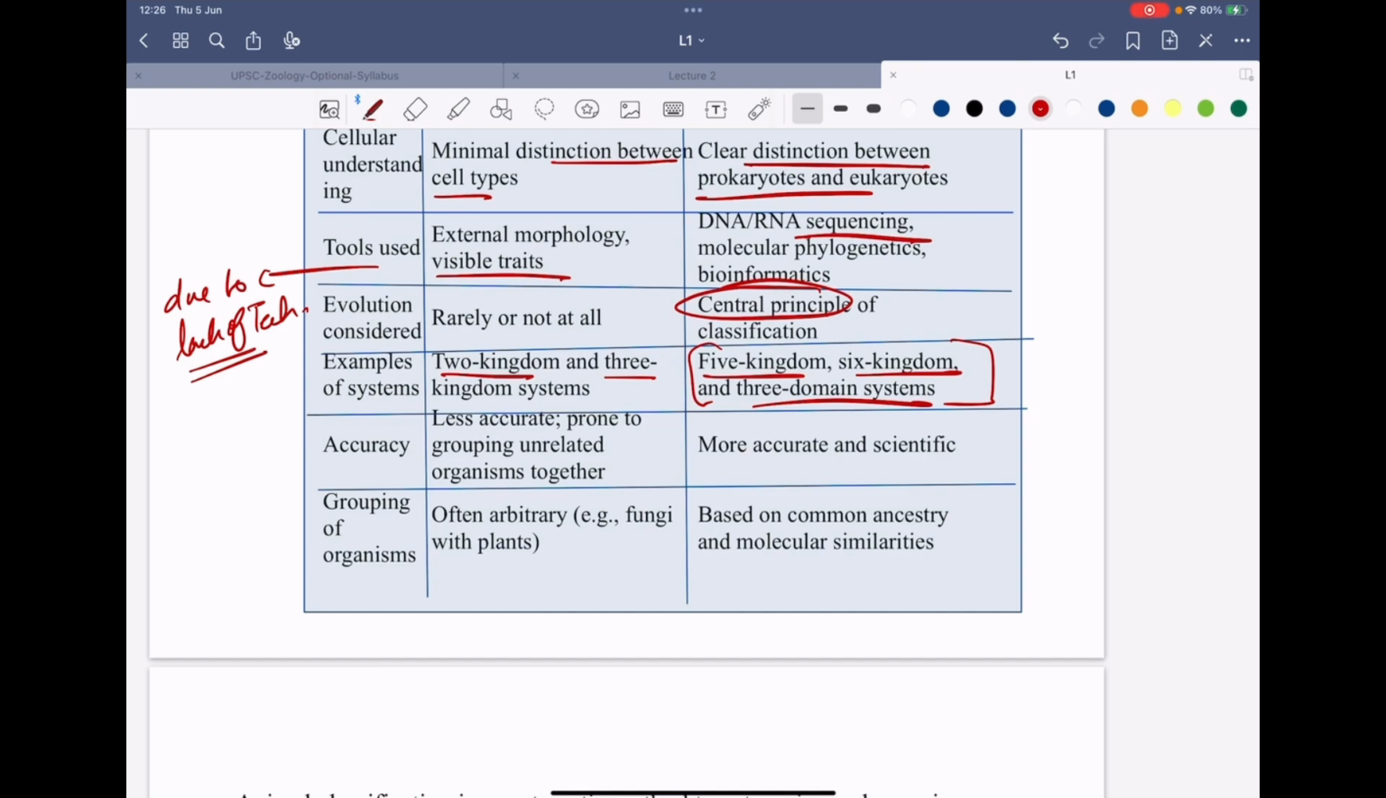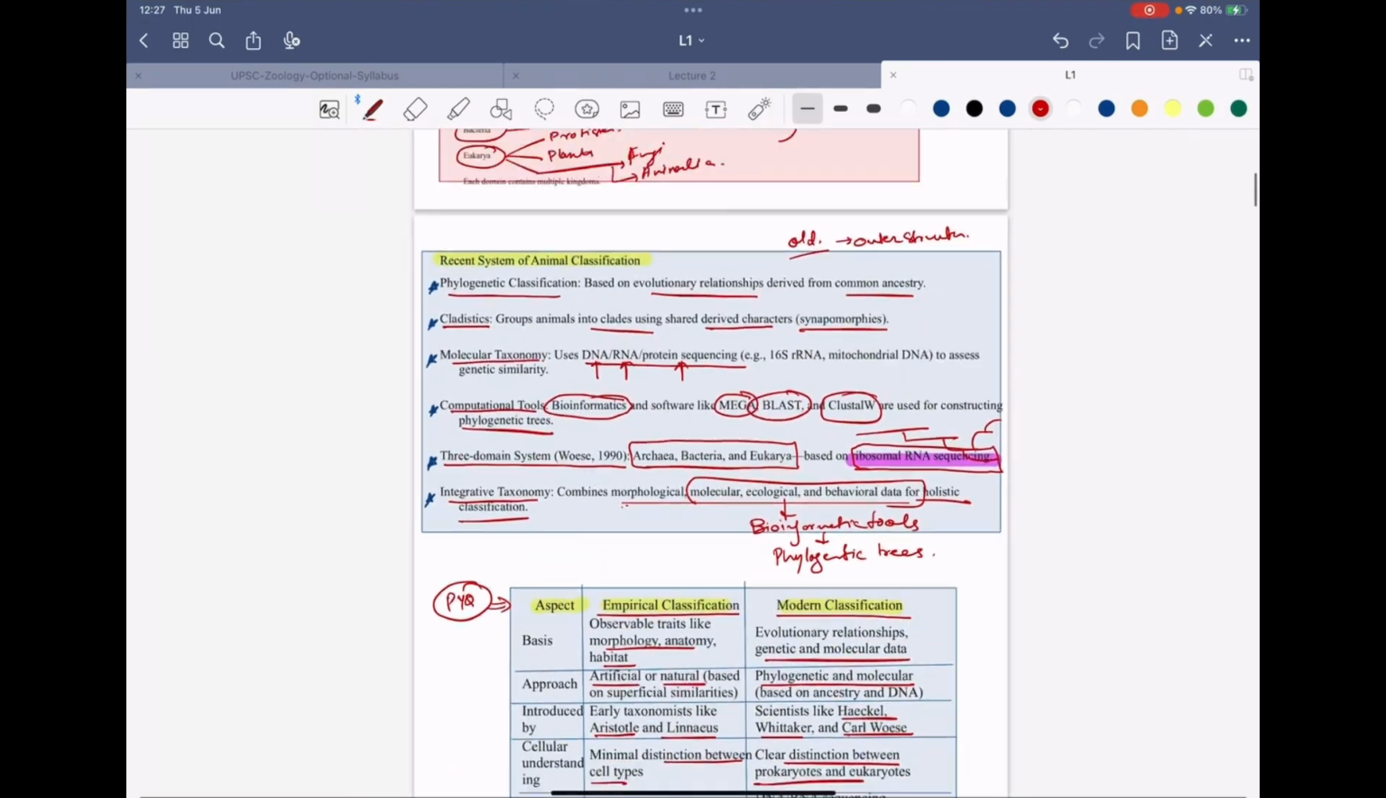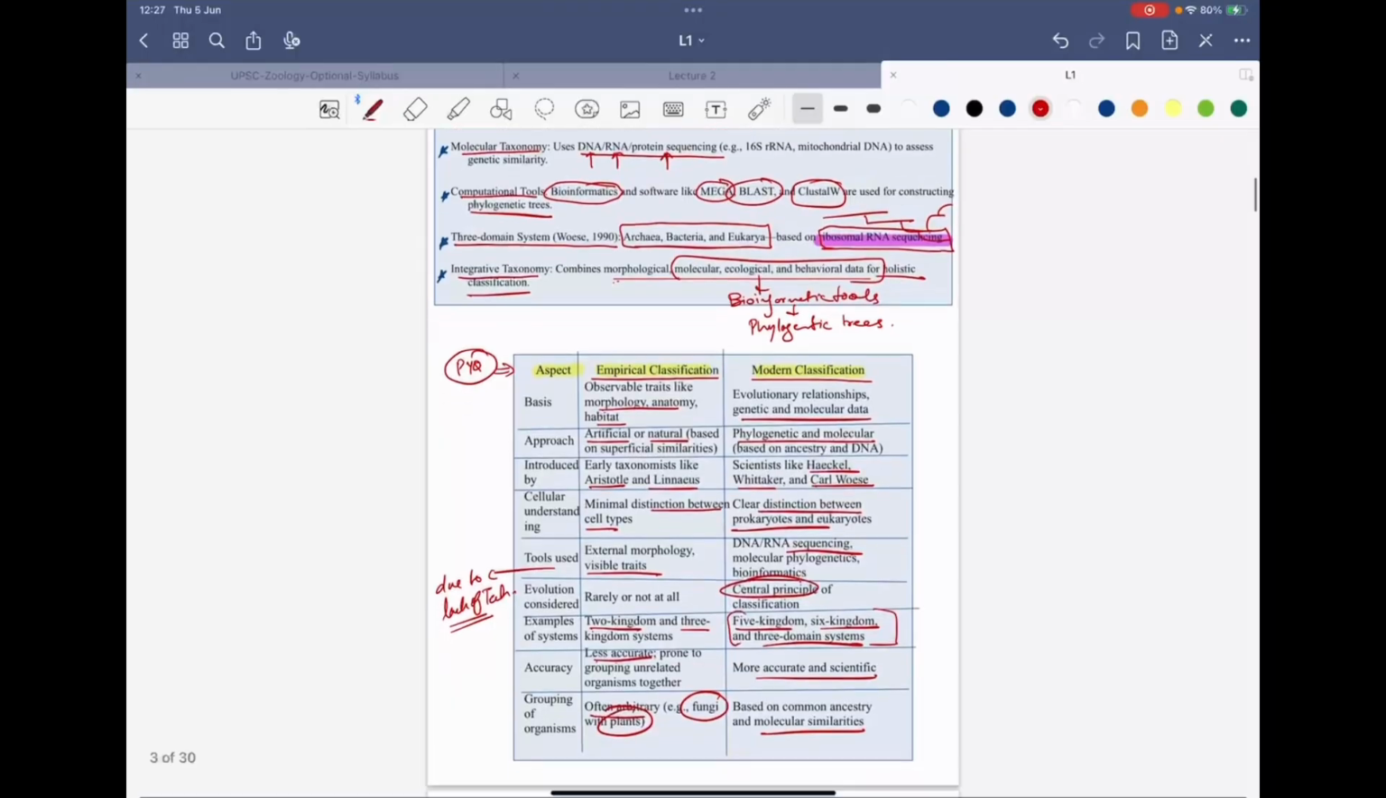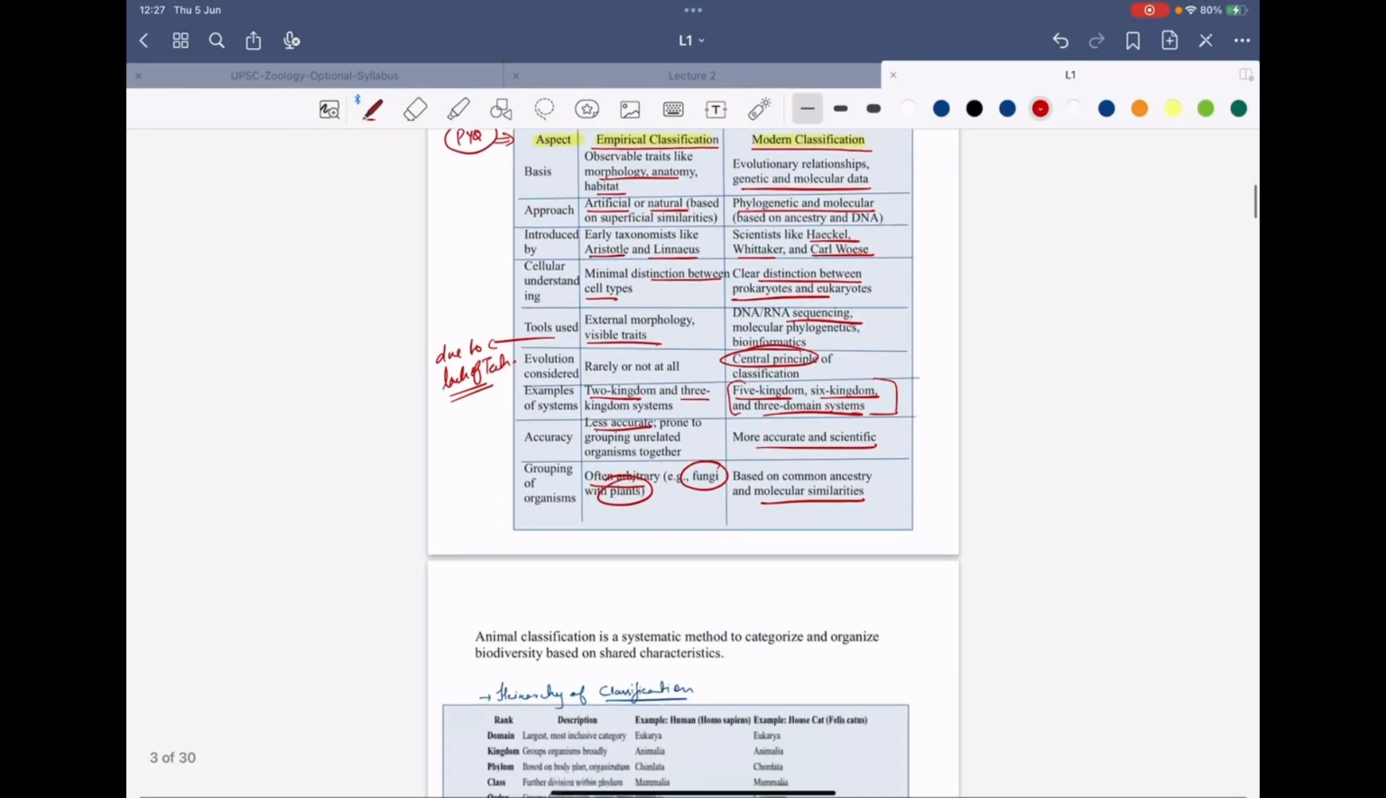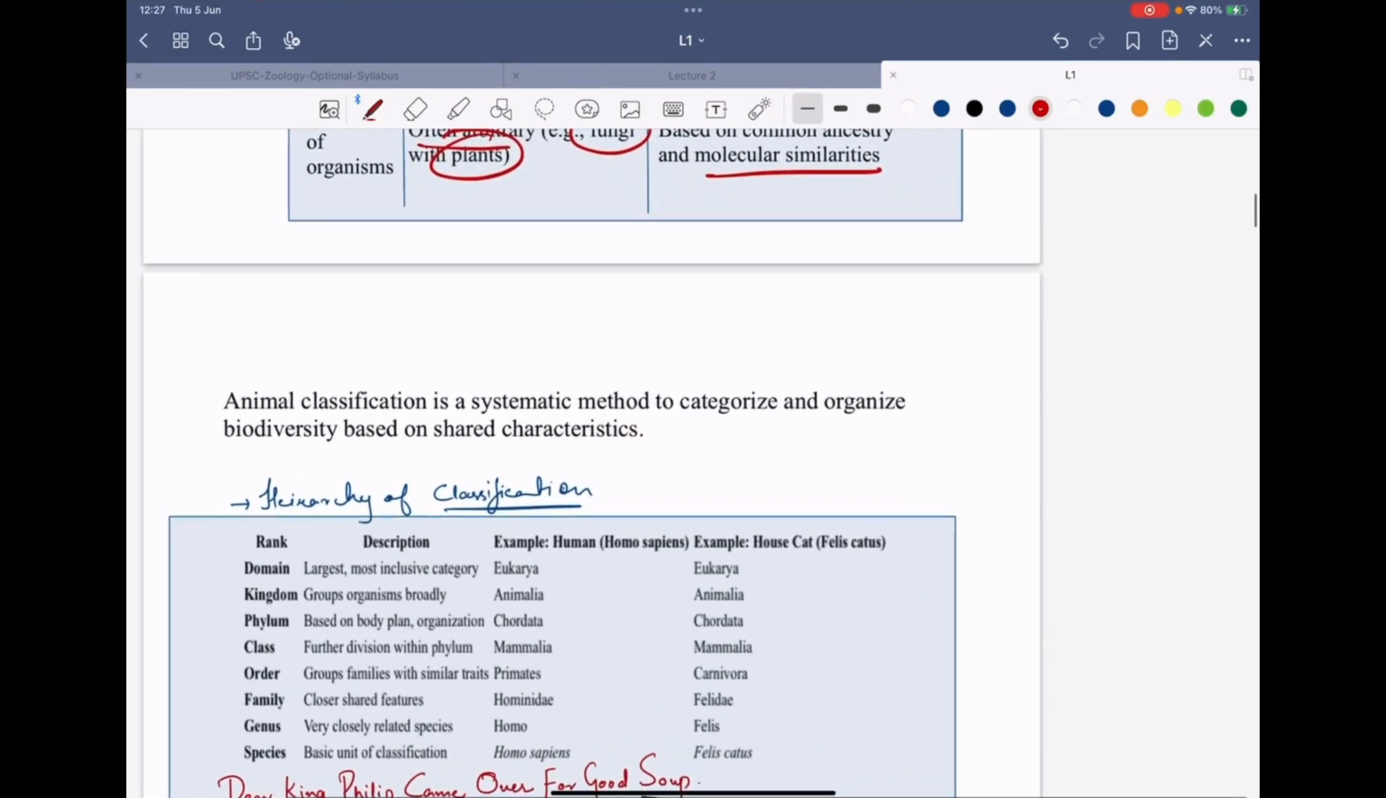And then the accuracy: earlier it was less accurate and now it's more accurate. Earlier it was often arbitrary, as fungi and plants were kept in one group, but now it is based on common ancestry and molecular similarities. So this is something that we covered and it had come already in the previous year questions.